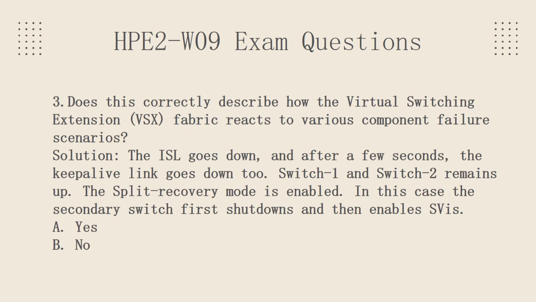3. Does this correctly describe how the virtual switching extension, VSX, fabric reacts to various component failure scenarios? Solution. The ISL goes down, and after a few seconds, the keep alive link goes down too. Switch 1 and switch 2 remain up. The split recovery mode is enabled. In this case, the secondary switch first shuts down and then enables SVIs. A. Yes. B. No.